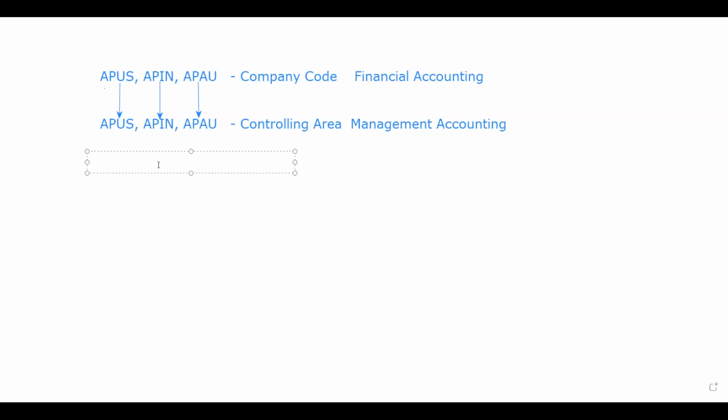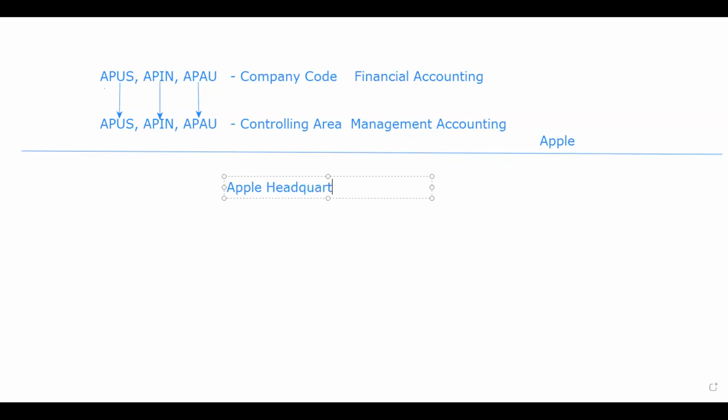Now, let's ignore that. I will stick to what we do in finance and what we do in management accounting. So let us take our Apple example. We have this Apple company, and the Apple headquarters is in California. I'll write full details there so that you will understand in and out. Apple headquarters is the company.